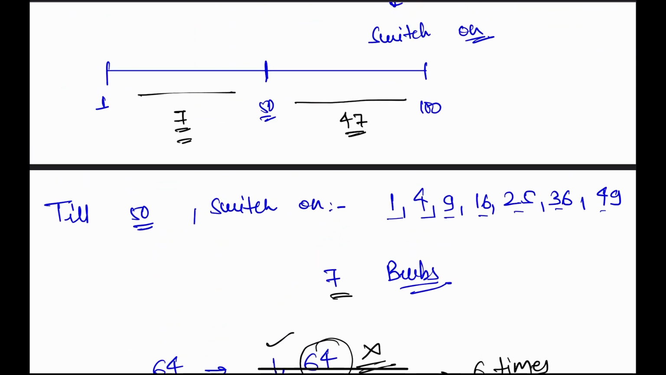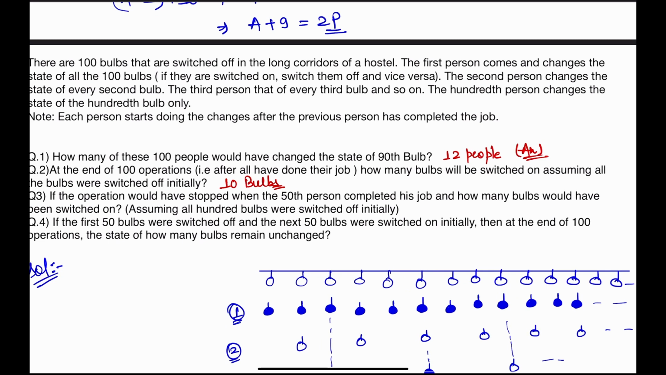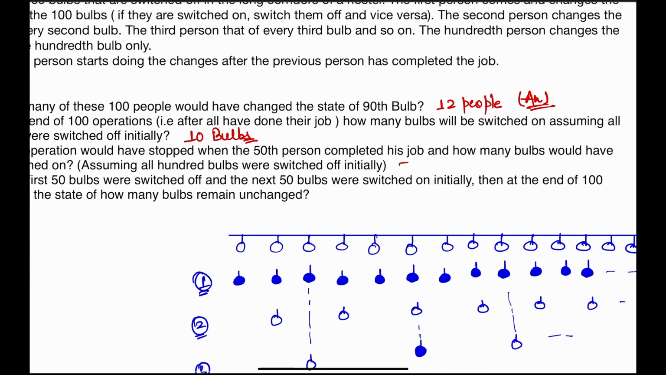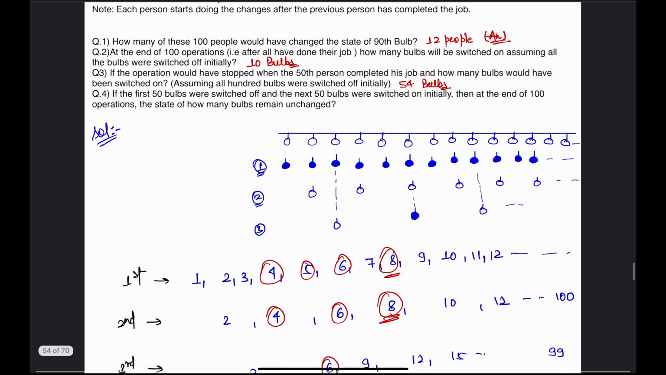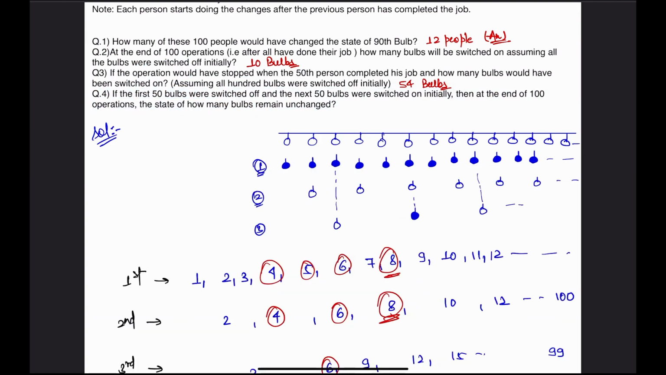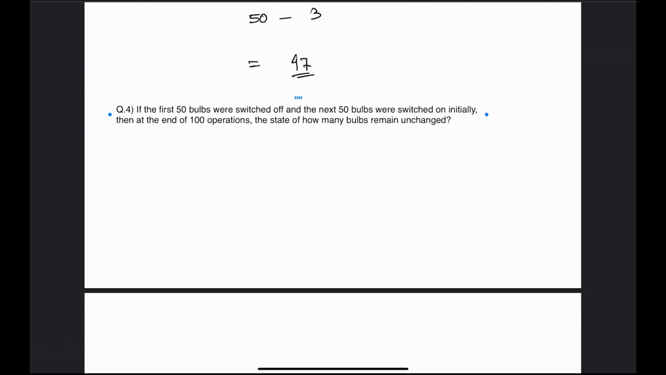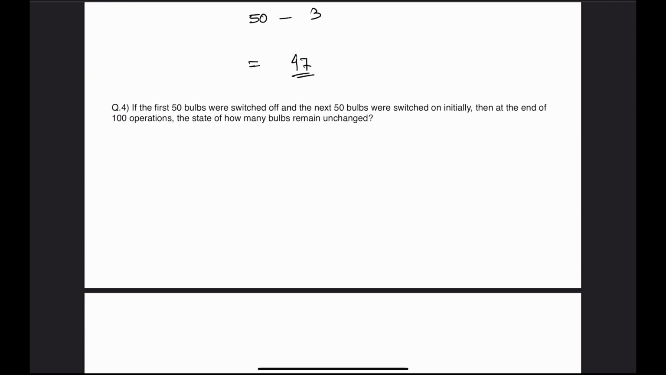And total will be 7 plus 47, which is 54. So the answer to the third question is 54 bulbs. Okay, let's copy the last question. Let's solve the last question.